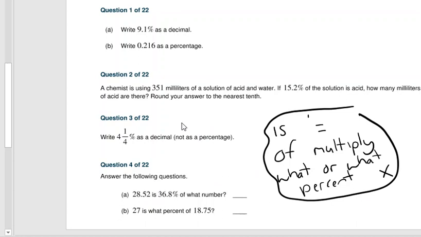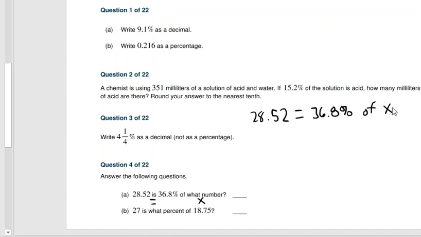So 28.52 is, remember instead of is, that's going to be an equals, and then 36.8% of means times, and then what number? Okay, so that equation will be 28.52 is, instead of the is, we're going to put an equals, and then we have 36.8% of, of means times, and then what number? That's going to be an x. I've run out of space here a little bit, so I'm going to go ahead and erase.